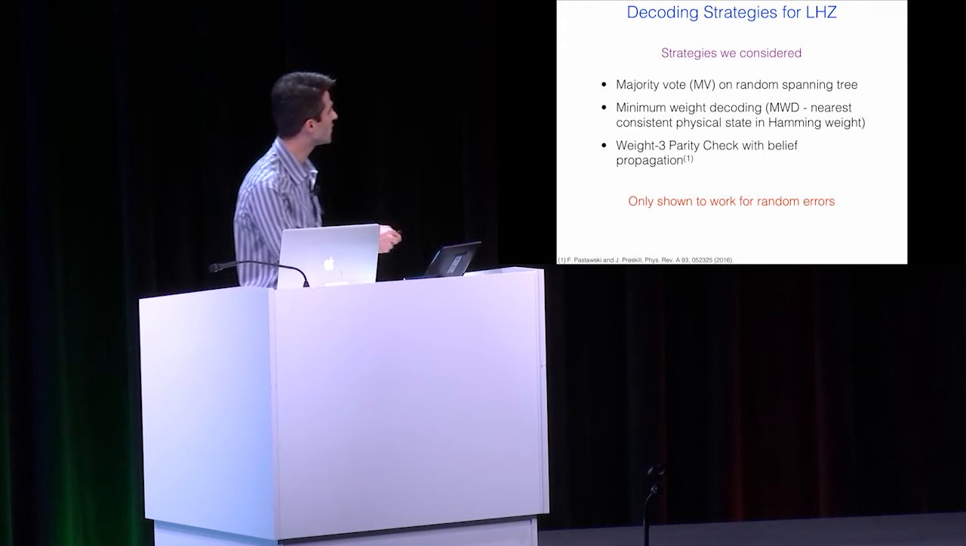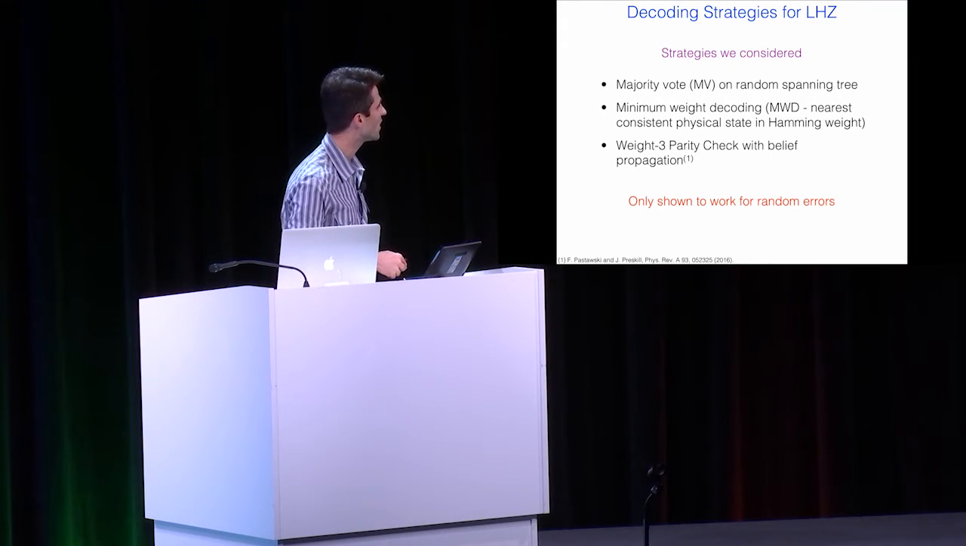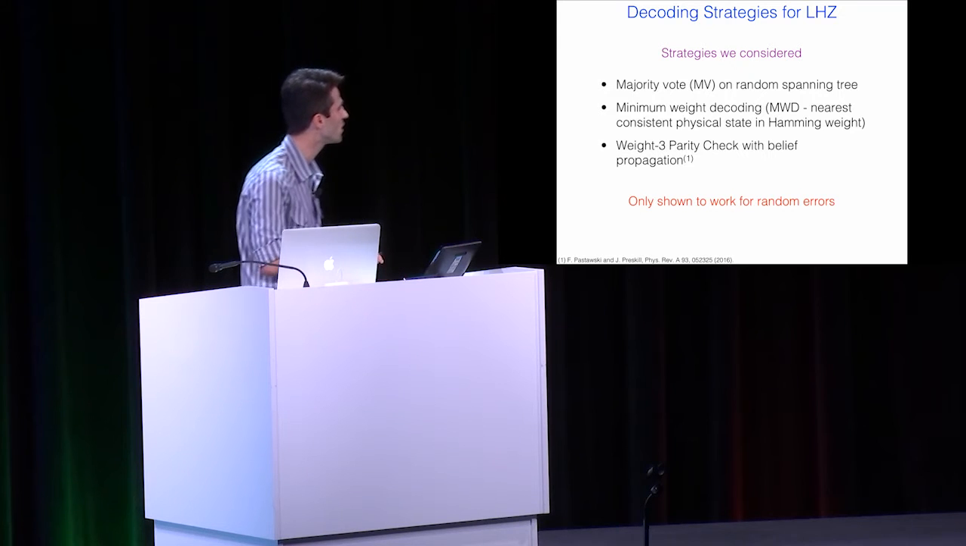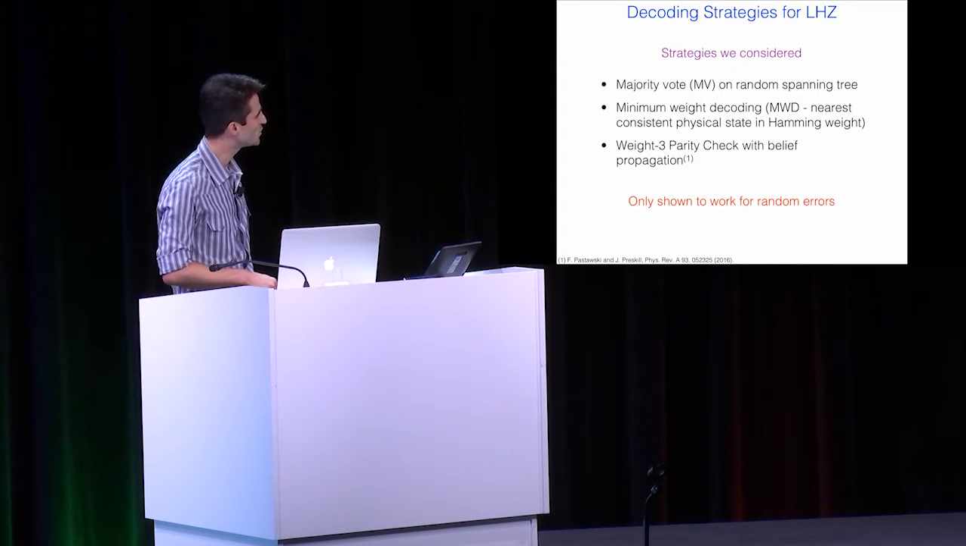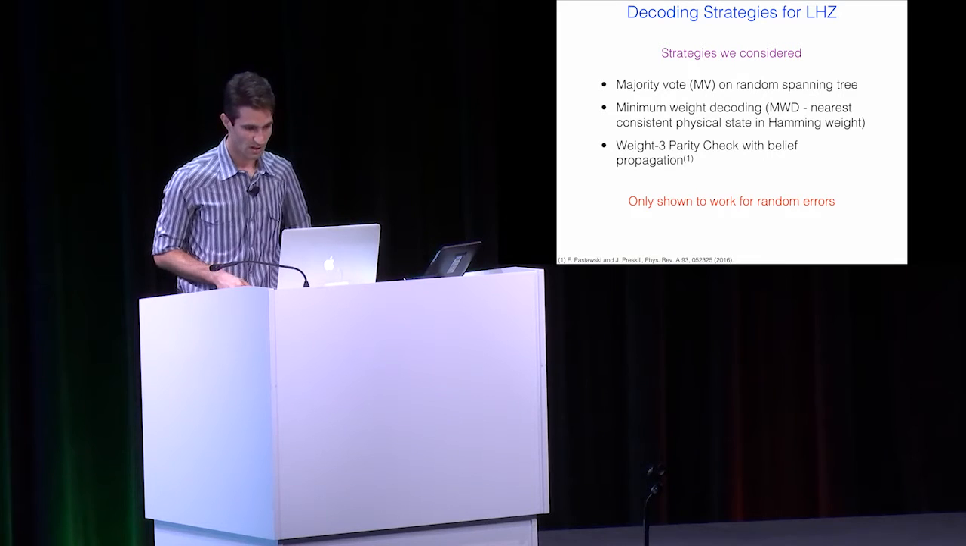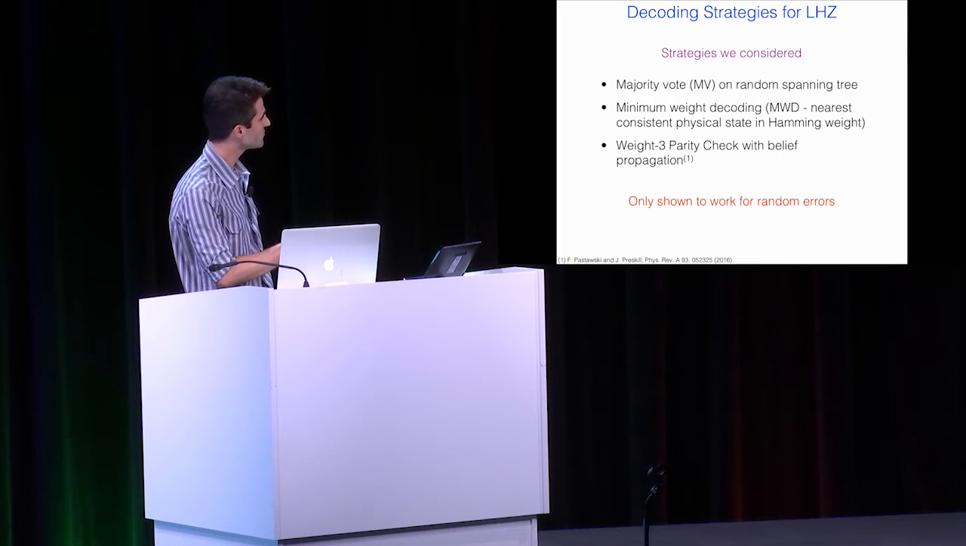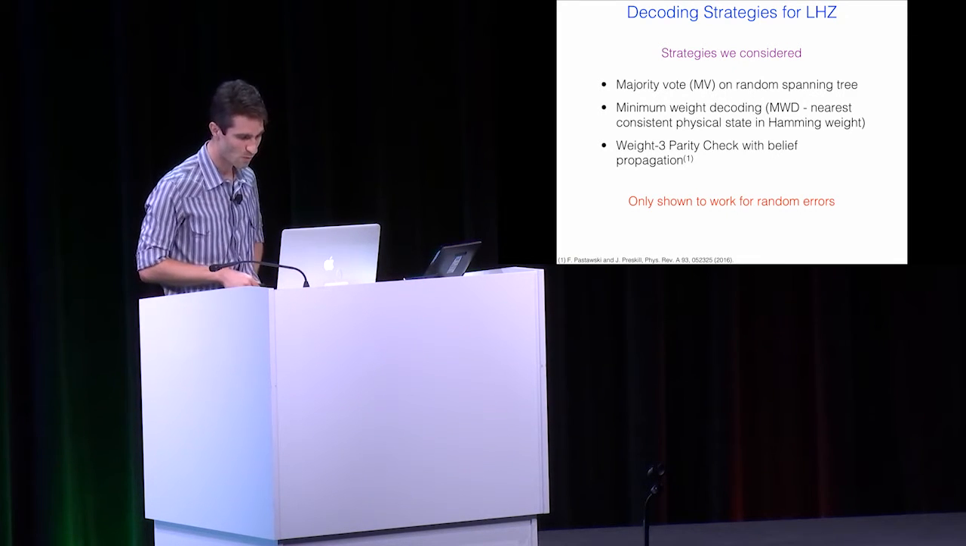And of course, then there's the very nice weight 3 parity check method of Pastawski and Preskill, which I will point you to that paper for more details. Now, what's important is that essentially, these methods only really work very well for random errors.